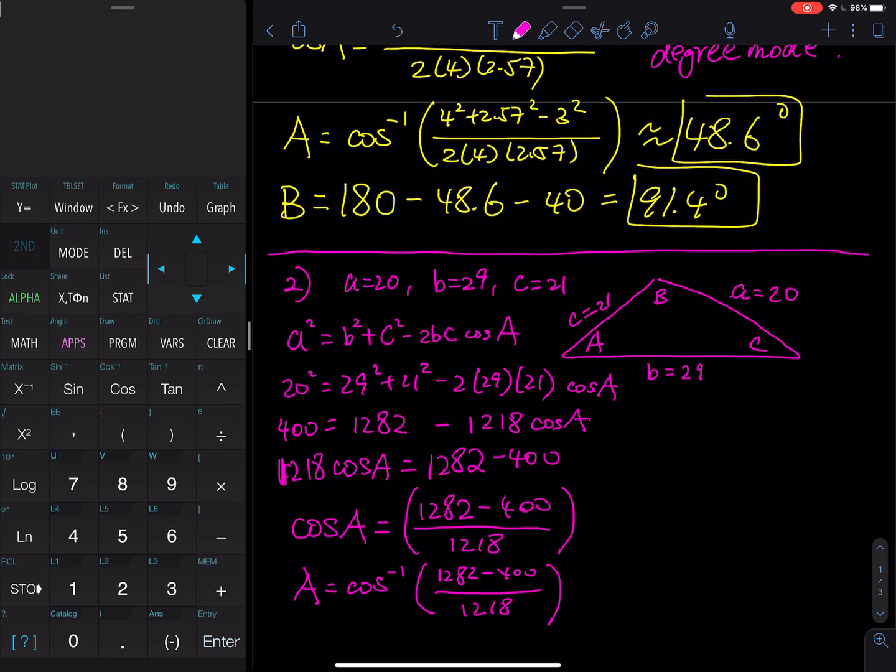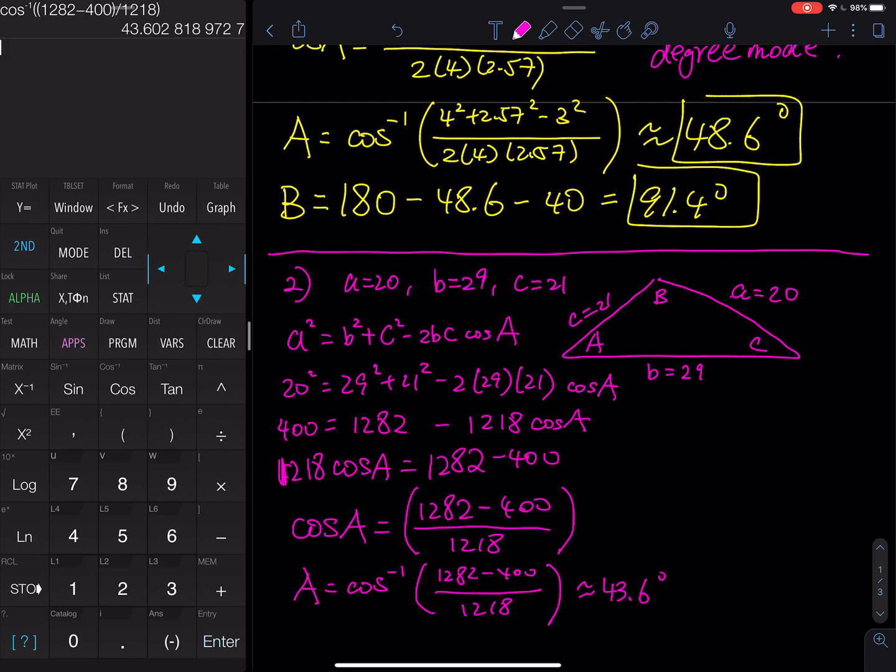So we do second cosine. Oh, this one we have a division, so we need a parenthesis on top. That will be 1282 minus 400, and then you close parenthesis for the subtraction, divided by 1218, close parenthesis for the division. Be very careful. If you do not use a parenthesis to wrap the subtraction, that means you are doing the division first because of the order of operations. If you use no parenthesis, it will take 400 divided by 1218 first, so that will give you a huge mistake. All right, use parenthesis. So this is equal to 43.6 degrees.